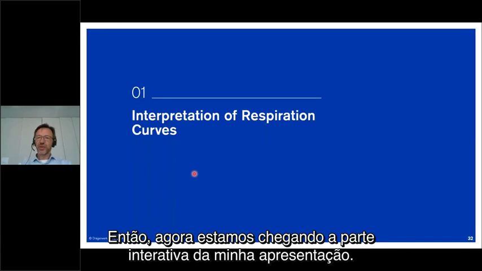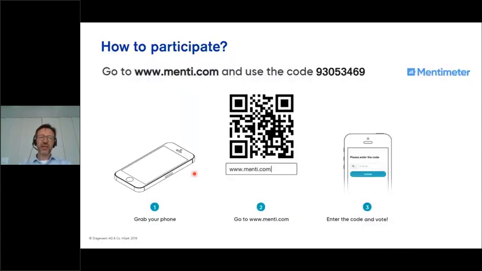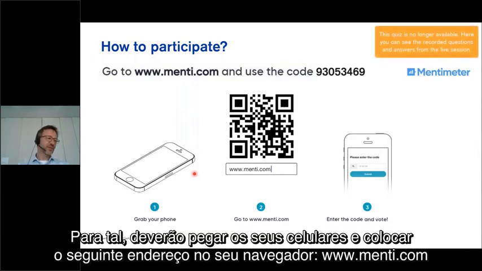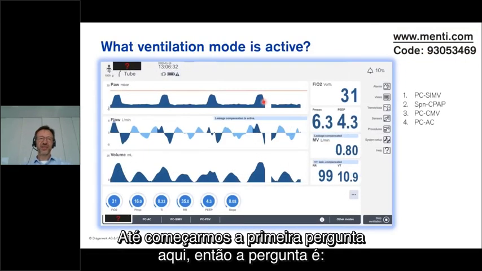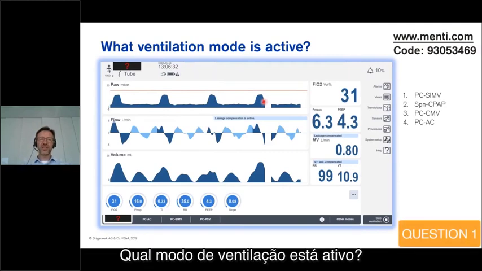So we are now coming to the interactive part of my presentation. For this purpose, you have to take your mobile phones and put the following address in your browser, www.menti.com. And so we start the first question here. The question is, what ventilation mode is active?